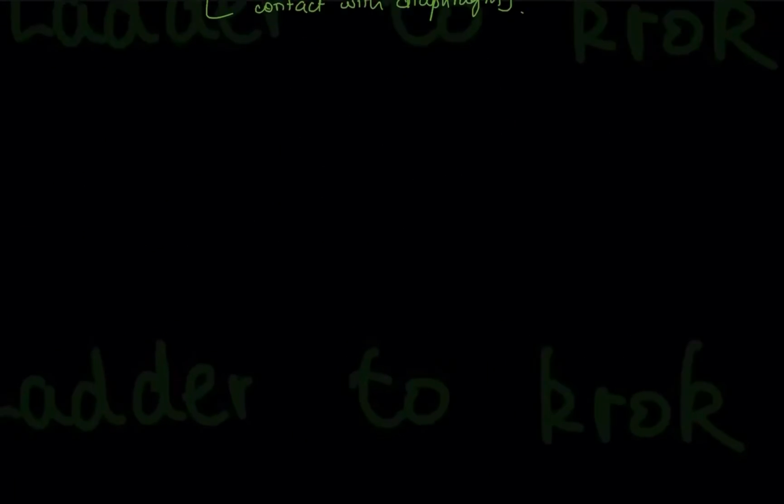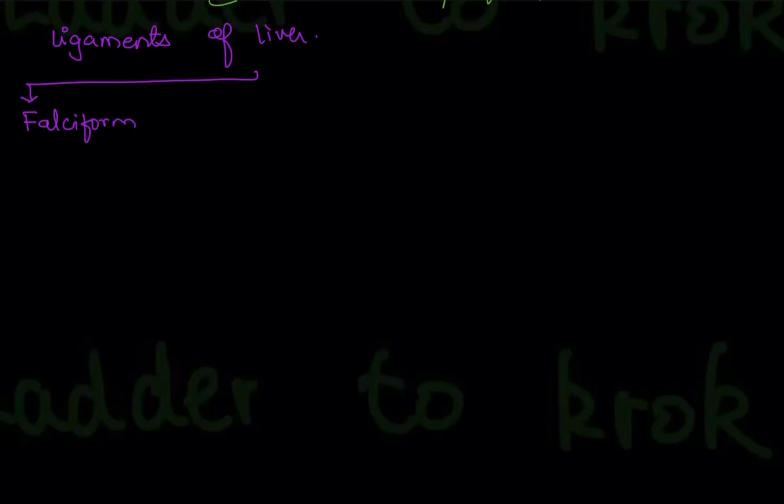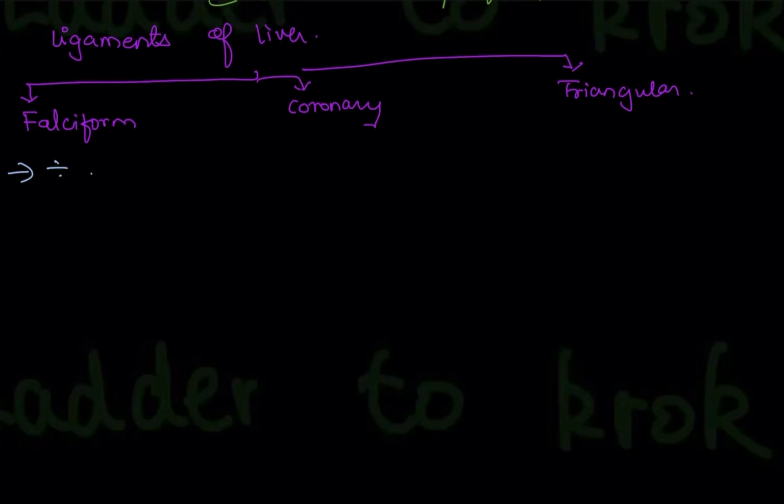Let's know about the ligaments of the liver. It's very important, but very easy. So first one, write down falciform ligament. Second is coronary ligament, and the last is triangular ligament. So let's first know about the falciform ligament. Falciform ligament divides the left and right lobes of the liver. So it will divide the liver into left and right lobes.